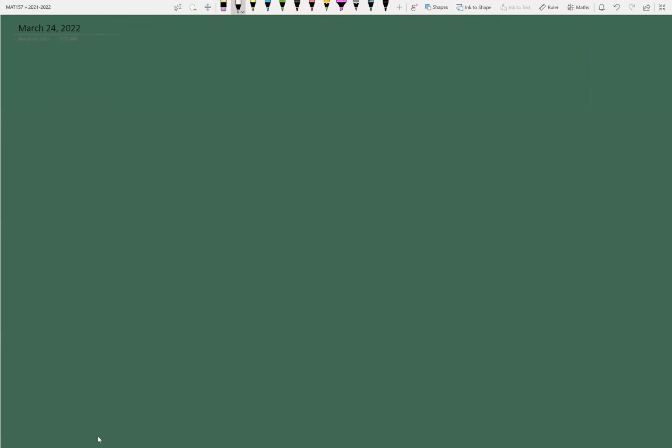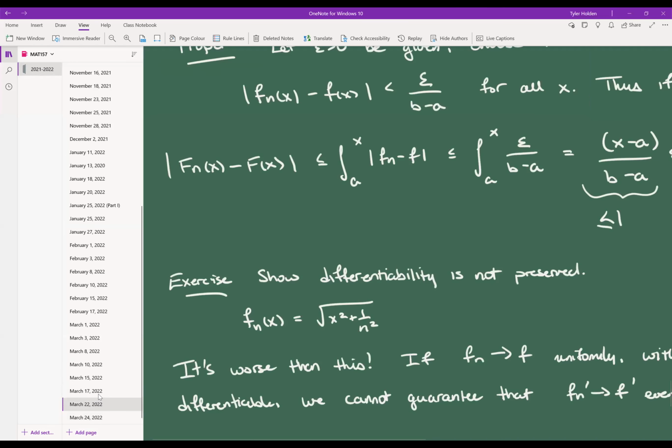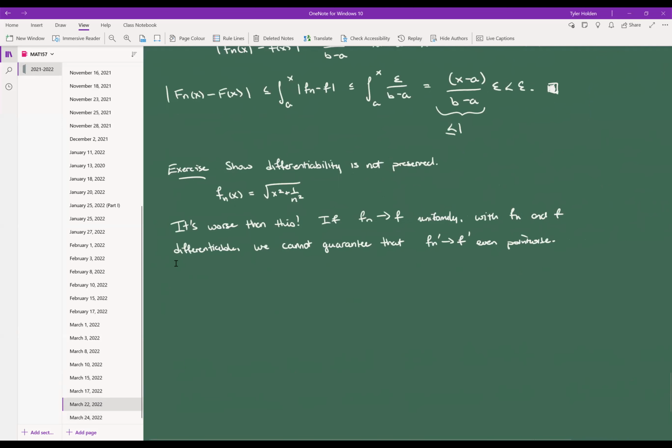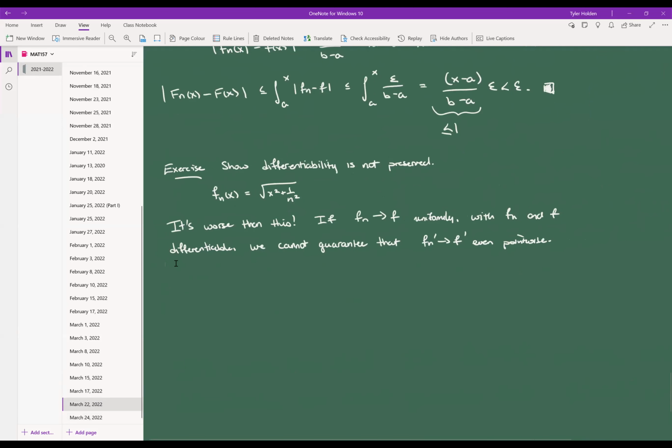So last time, we finished off that integrability thing. I think I left a couple of hints talking about differentiability and the fact that differentiability is kind of nasty. Yeah, see, there it is. Show differentiability is not preserved.